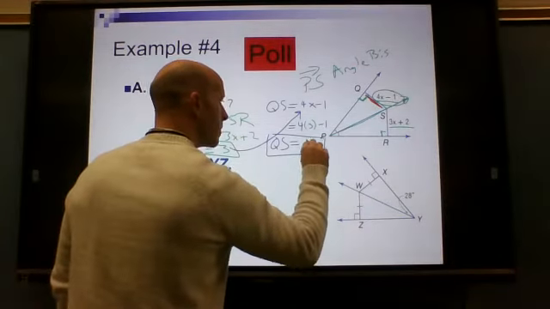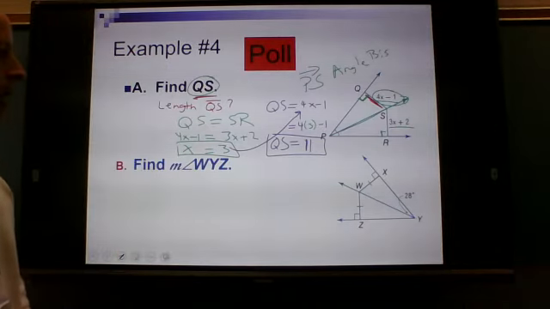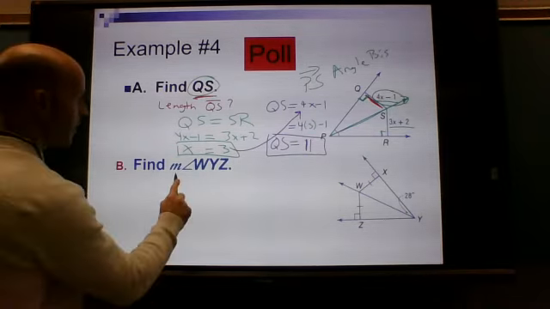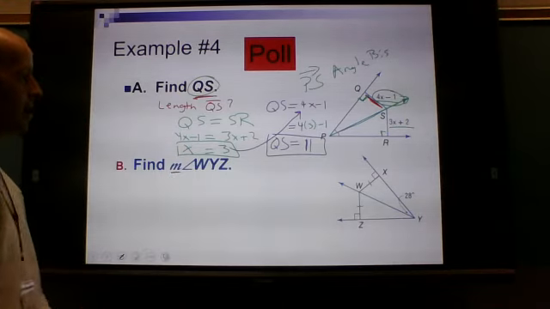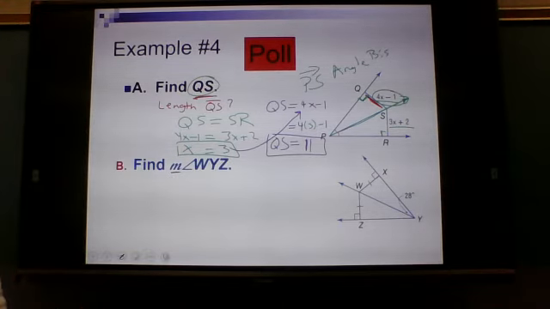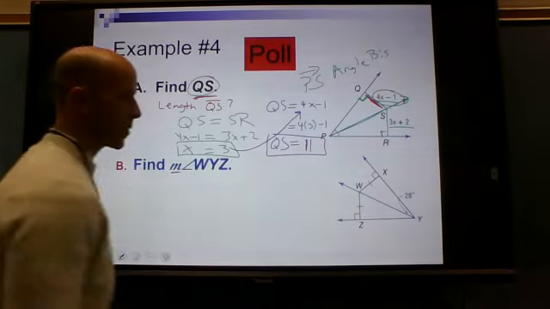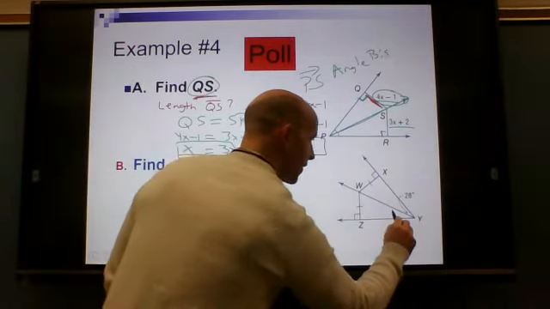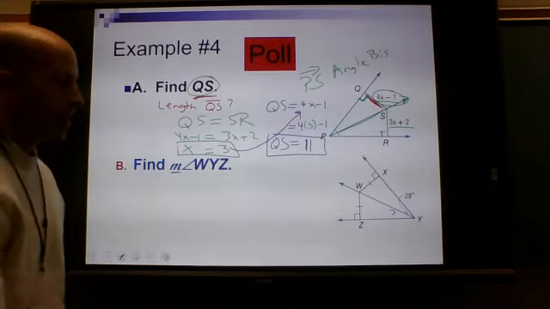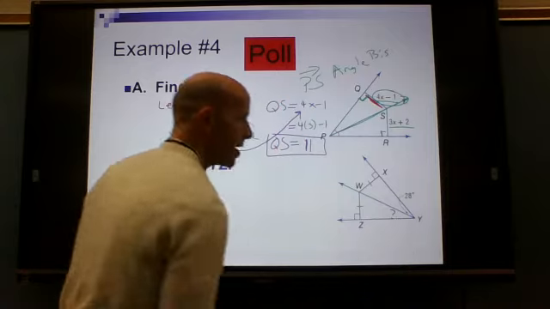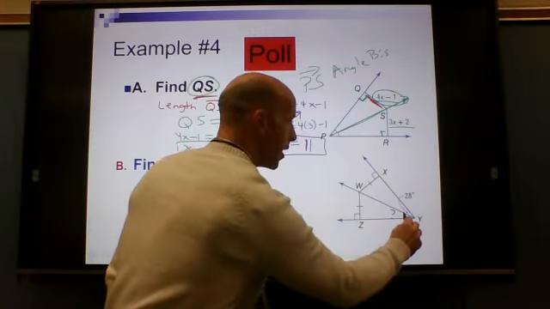All right, last question. This may be the easiest of all of them, so this is a nice way to end. Question B says, find the measure of angle WYZ. Well, let's see here. WYZ is right there. We want to know the measure of this angle right here. That's the angle we're looking for. We want to know the measure of this guy right there.